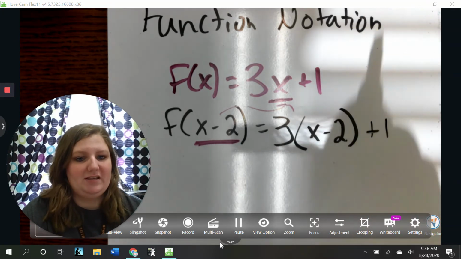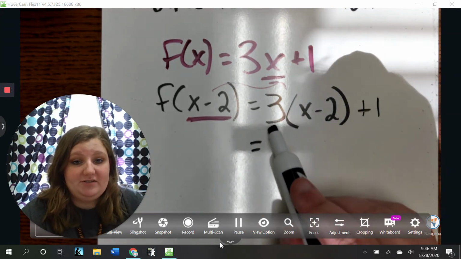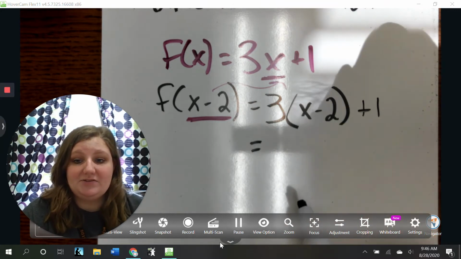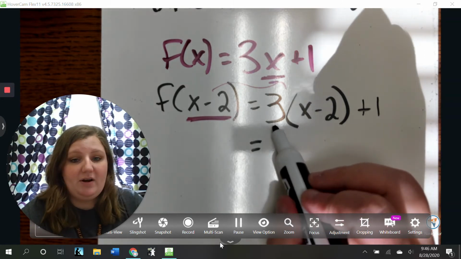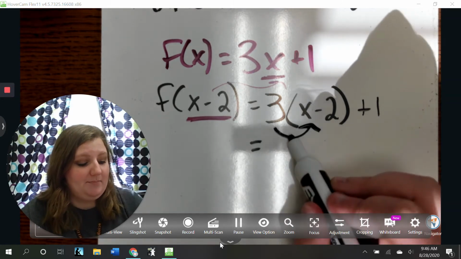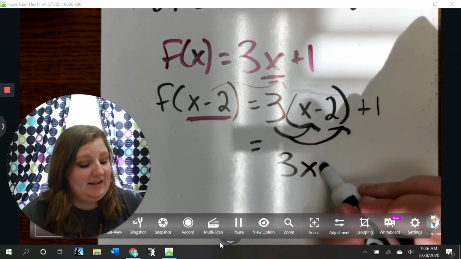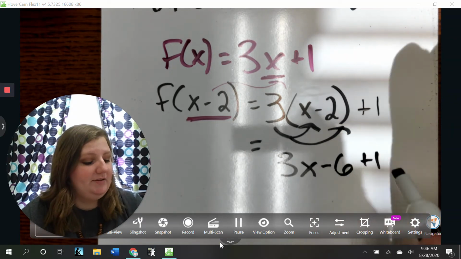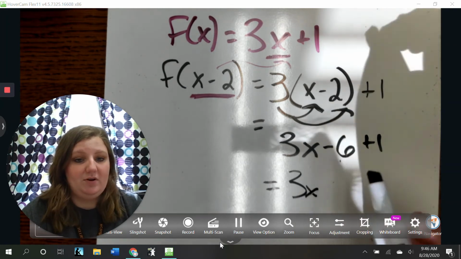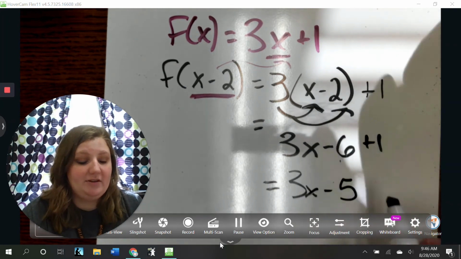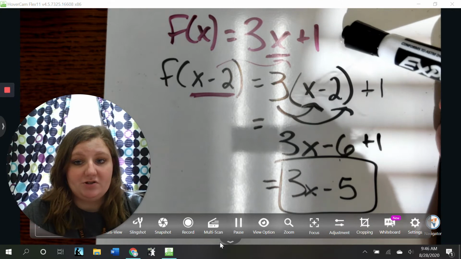And then we can go through and we can simplify this a little bit. So we can use our distributive property, which tells us if we have a number in front of parentheses, that tells us we're multiplying. And when we multiply, if there's addition or subtraction in the parentheses, whatever was in front gets distributed to each thing in the parentheses. So we do 3 times x and get 3x. And 3 times negative 2 is negative 6. And then we bring down our plus 1. And then if we simplify a little more, negative 6 plus 1 is negative 5. So we get 3x minus 5. So 3x minus 5 would be f of x minus 2 based on this original equation.